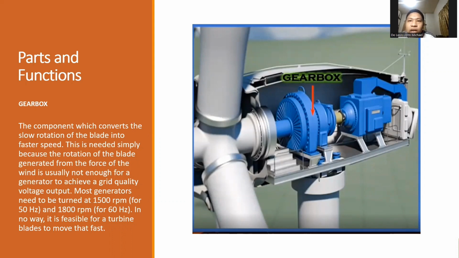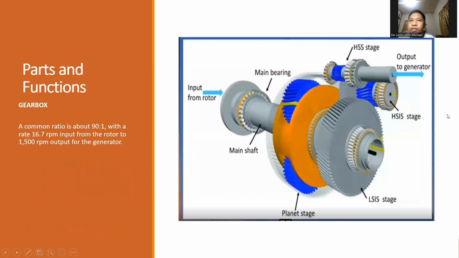Yun nga, kulang siya. Most generators need to be turned at 1,500 rotations per minute for 50 Hz and 1,800 rotations per minute for 60 Hz. In no way is it feasible for turbine blades to move that fast. Kaya nga, nilagyan siya ng gearbox. Next. Gearbox. Ayan, yan yung gearbox.